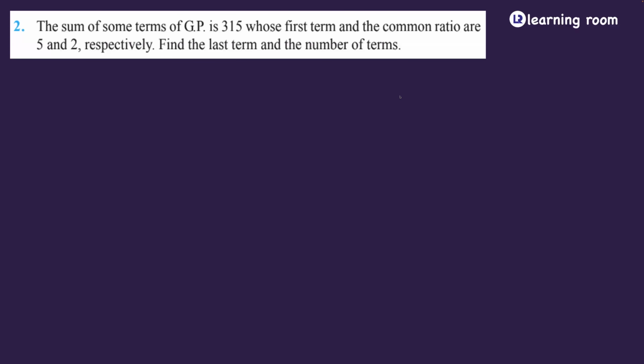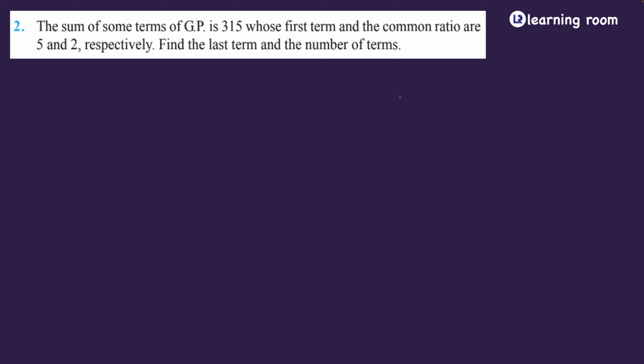So the second problem of miscellaneous: they're saying the sum of some terms of a GP is 315, whose first term and common ratio are 5 and 2 respectively. Find the last term and the number of terms. How to solve this? They have given A as 5, R is 2. The sum of the terms in the GP is 315, but they didn't tell you how many terms there are.